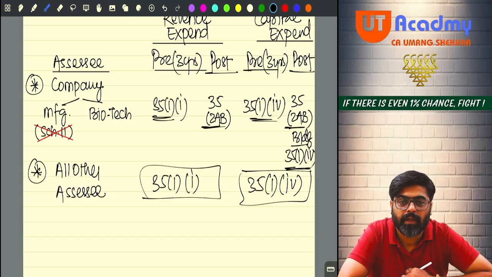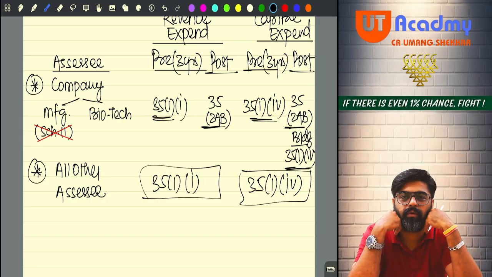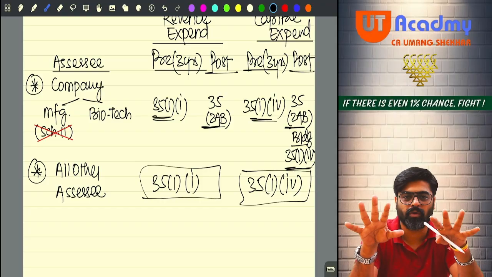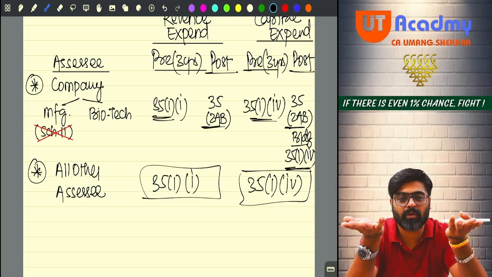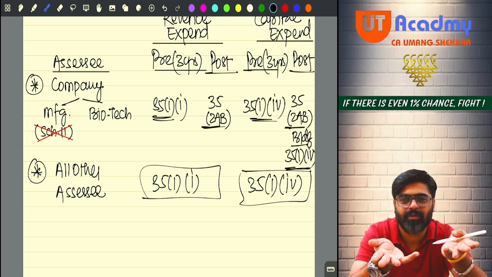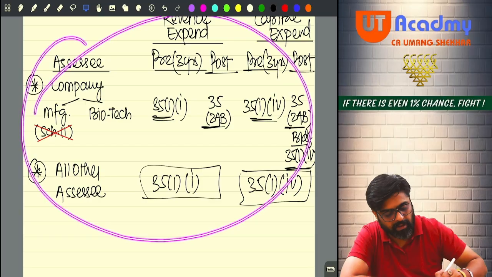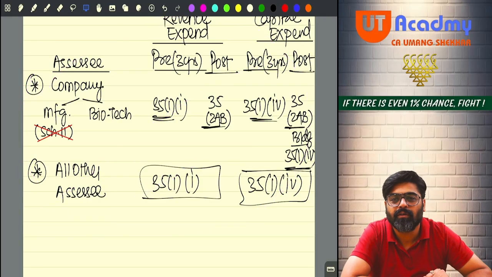Getting my point? But now this bifurcation is no more relevant. Why? Because in any section you go, whether you are this company or any other assessee, how much is the total amount of deduction available? 100% only. So now this bifurcation, which used to happen earlier, is no more of any relevance.